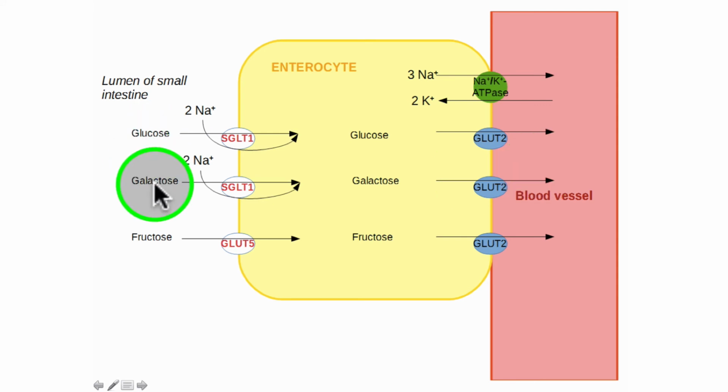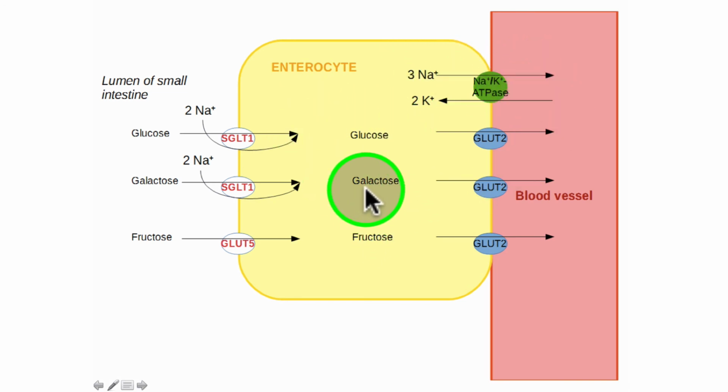Both glucose and galactose utilize the sodium-glucose co-transporter to move into the cell. I should say, utilizing the kinetic energy of sodium moving down its gradient for glucose and galactose to move into the cell against their gradients. Once they're in the cell, they can easily diffuse out via facilitated diffusion through the GLUT2 channels.